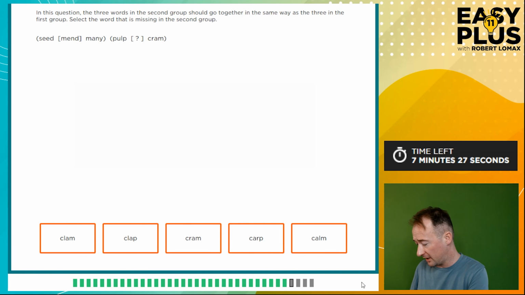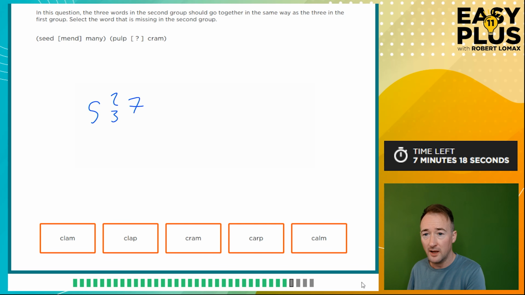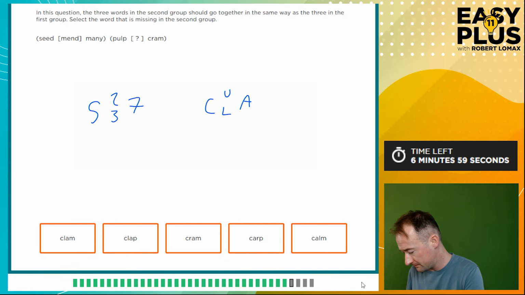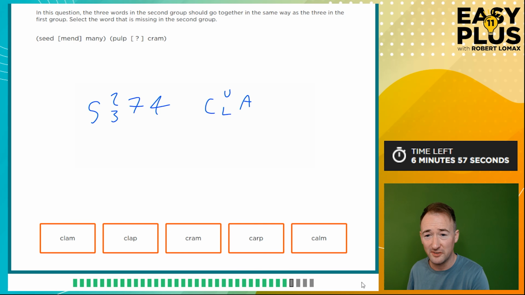M comes from place 5. E comes from place 2 or 3. N comes from place 7. And D comes from place 4. Second set of words, 5 is C, 2 and 3 are U and L, 7 is A, and, oops, I wrote down D when what I meant to write was 4. Place 4 in the second set of words is P, so kuap or clap.